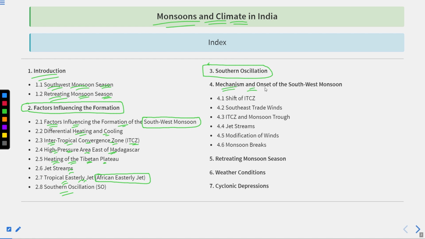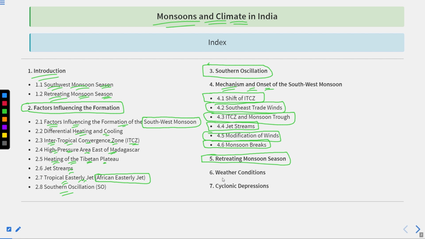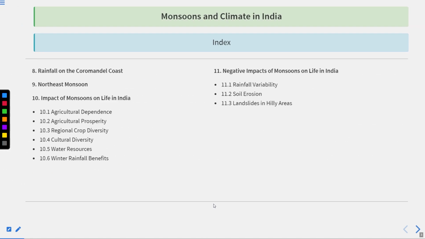Then we will discuss the southern oscillation in a proper sense apart from this as a factor only. Thereafter, we will discuss the mechanism and the onset of southwest monsoon, in which we will discuss the shift of ITCZ, southeast trade winds, then ITCZ and the monsoon trough. Thereafter, the jet streams, the modification of winds, and then the monsoon breaks. Then we will have a discussion over the retreating monsoon season, the weather conditions, and the cyclonic depressions.